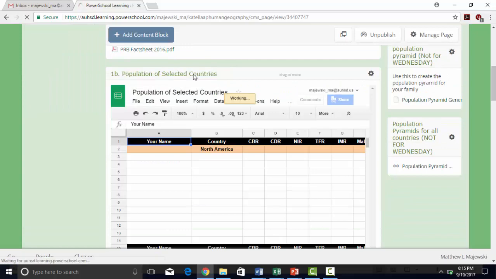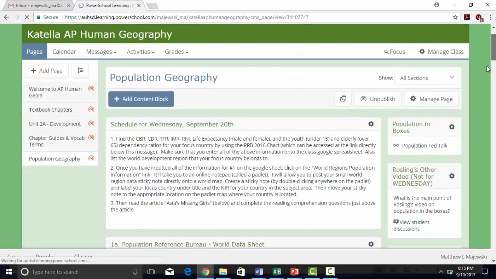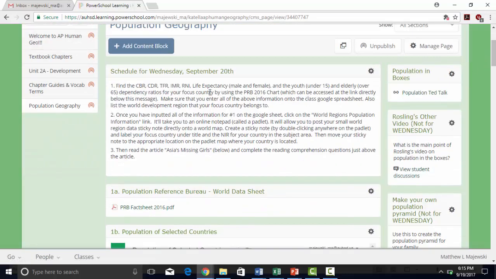So folks, we have 3 tasks going on today. The first is we're going to find the crude birth rate, the crude death rate, the total fertility rate, the infant mortality rate, the rate of natural increase, the life expectancy, and the youth and elderly dependency ratios for our focus country. Now, how are we going to do that? We're going to click on this link directly underneath where we are at, the PRB Fact Sheet 2016, in order to get all of that information.